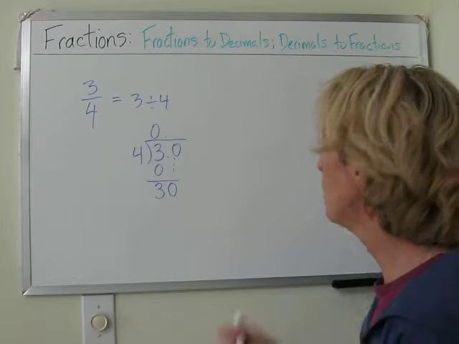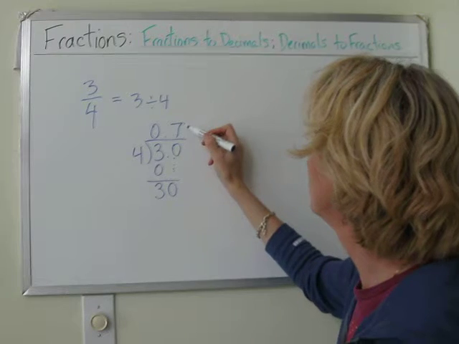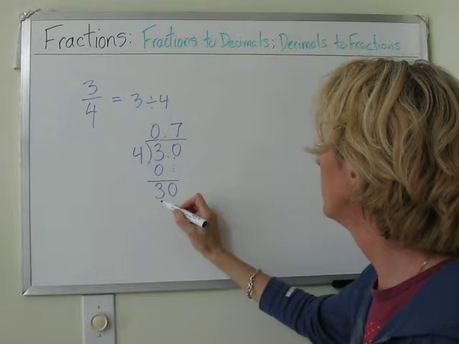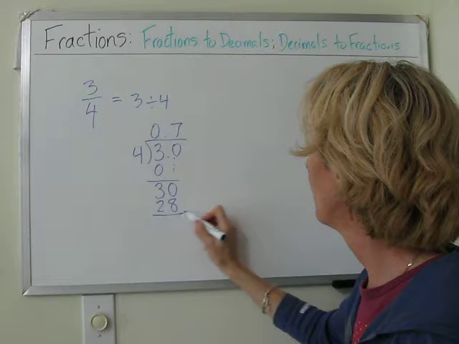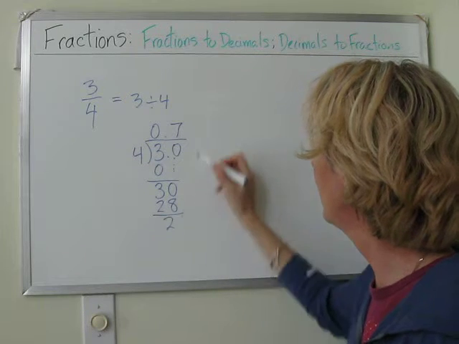7 times. Good. 7 times 4 is? 28. Okay. 30 minus 28. Okay, and now what do we do?